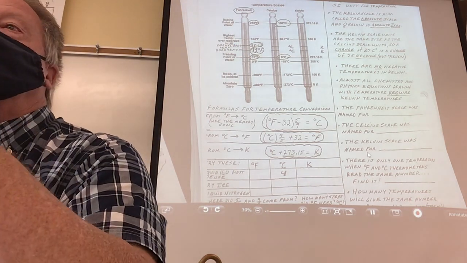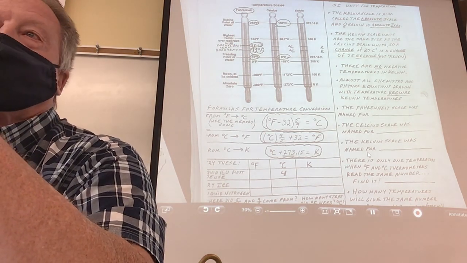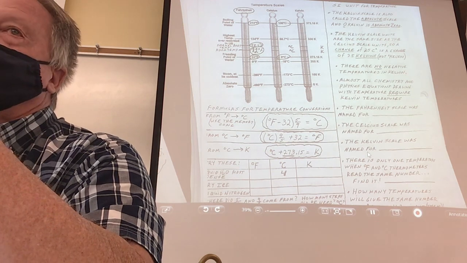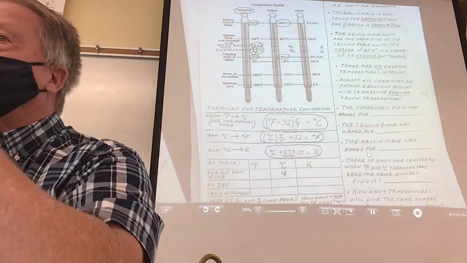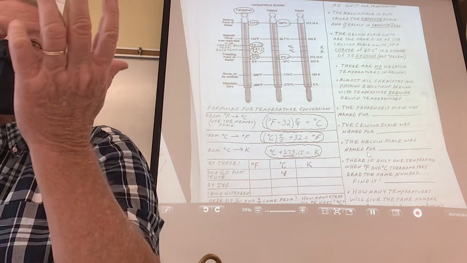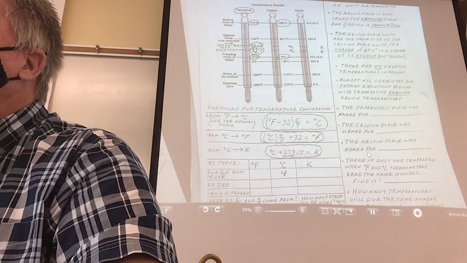But you know what humans don't like? Humans don't like saying, hey, what's the temperature today? 653. They don't like that. Humans like numbers between 0 and 100. See? So they're pretty smart. Let's go 0 to 100.